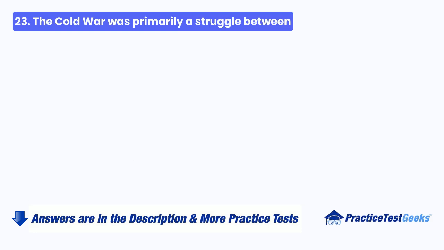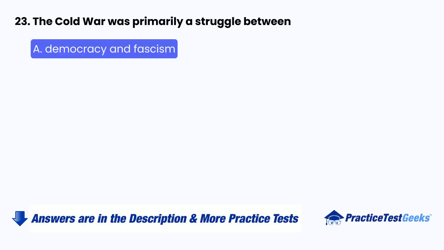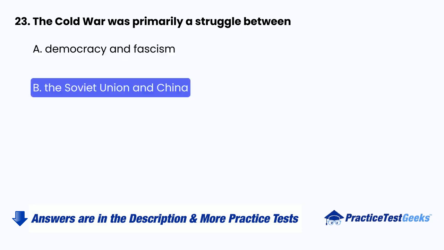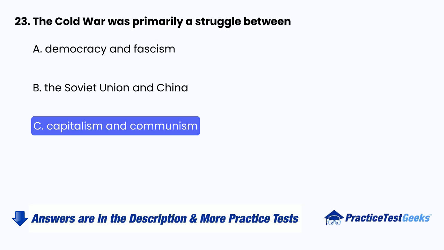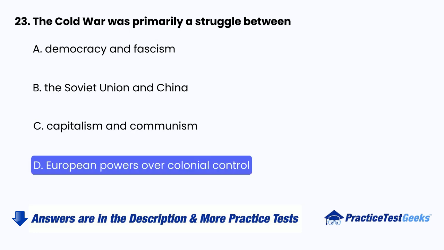23. The Cold War was primarily a struggle between: A. Democracy and fascism. B. The Soviet Union and China. C. Capitalism and communism. D. European powers over colonial control.